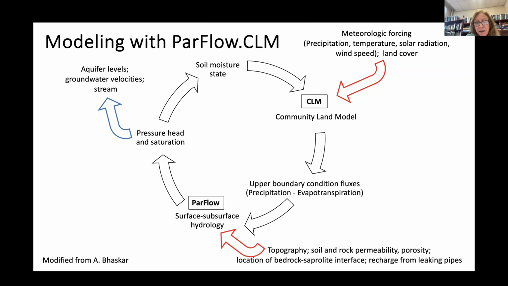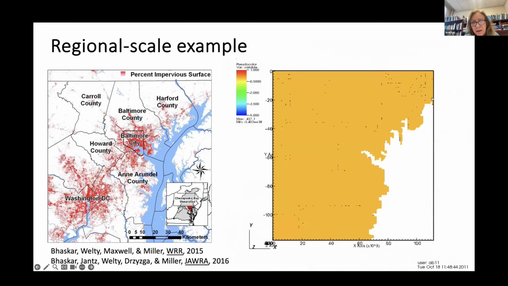This can be applied at any scale, any pixelation. Reed Maxwell has applied this to the whole conterminous United States. We've been looking at smaller watersheds, and we've tried to adapt this for urban applications in the work we've been doing here. So I'm going to give you 3 examples of applications.